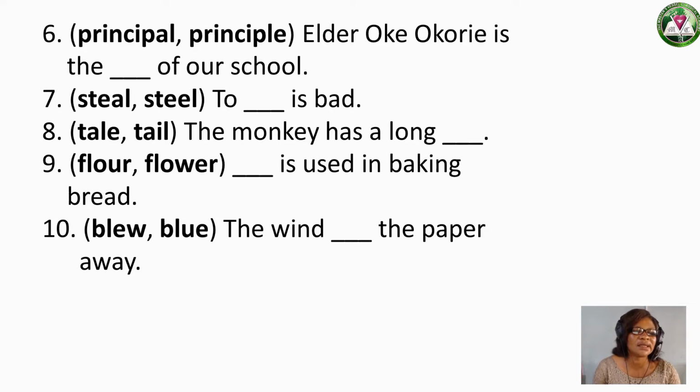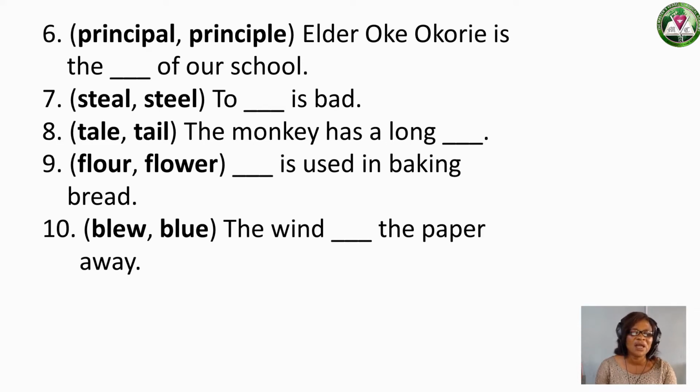Number 8. The monkey has a long dash. You have two options. The first option is T-A-L-E and the other one is T-A-I-L. Choose the correct answer and fix it in the gap. Number 9, dash is used in baking bread. We have two options. First option is F-L-O-U-R. Second option is F-L-O-W-E-R. So choose the correct answer and fix it in the gap.